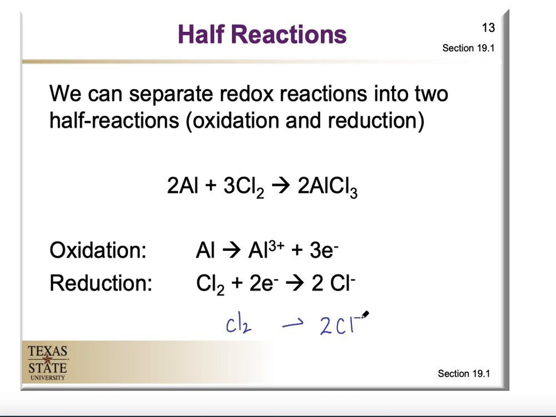Now I have to still balance the charge. So on the right-hand side, I have a -2 charge because each of the chlorides is -1. And so I need to add 2 electrons, and those electrons would have to be added on the left-hand side to make both sides have a -2 charge, right? And so that's where this equation comes from. Now, since the electrons are being added on the reactant side, that means that the chlorine is gaining electrons to become chloride, and so that means that this is a reduction, okay?